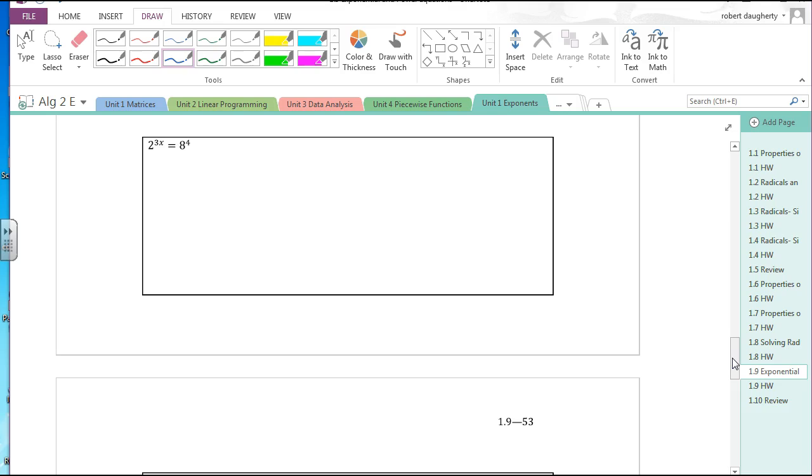I've used 2's and 8's too much because this one's pretty easy. 2 to the 3x equals 8 to the 4th. What number on the left am I worried about? I've got a 2 that I'm raising to a power. What number's on the right? An 8.